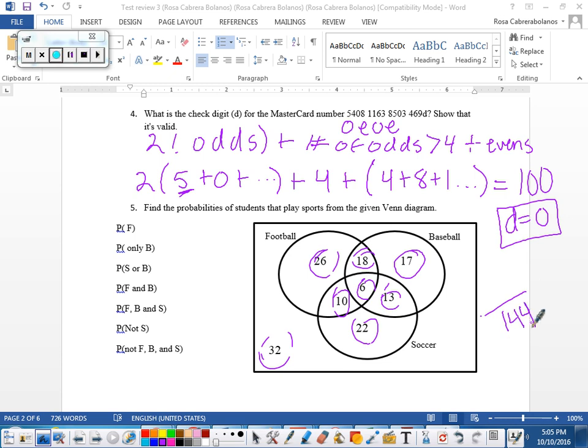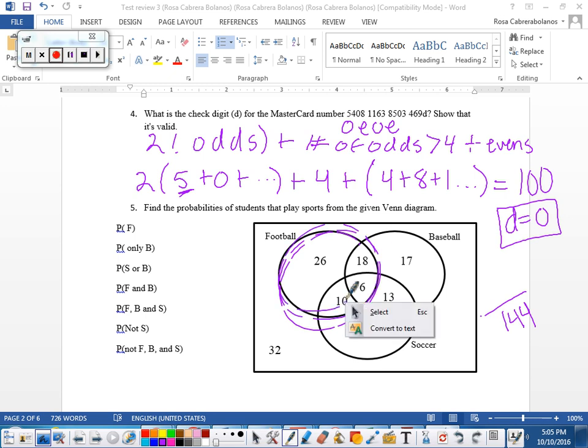Now, the one that's asking for the probability of F is talking about the whole circle where there is football. So I'm going to take all of this circle and add them all together. Not sure what the answer is right now. I don't have a calculator, but I'm just going to write them down here. Probably going to be more helpful anyway. All of that over 144.